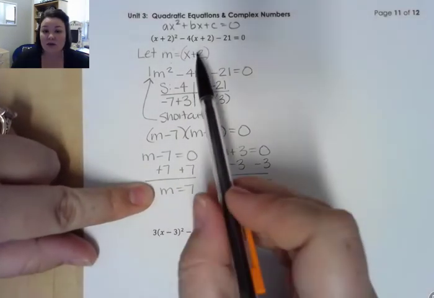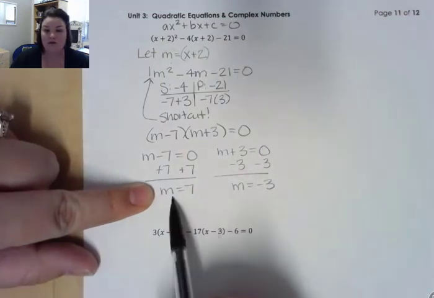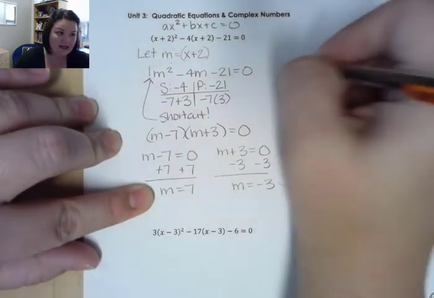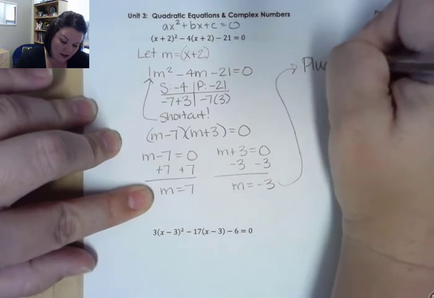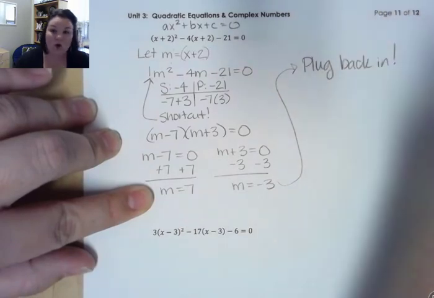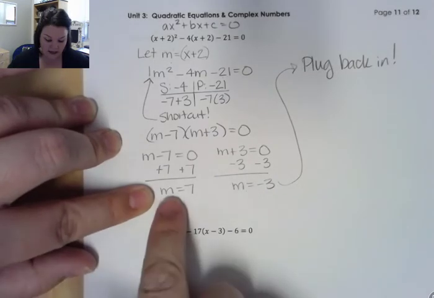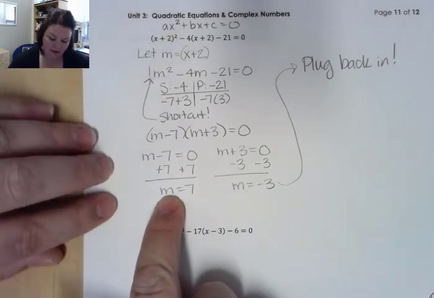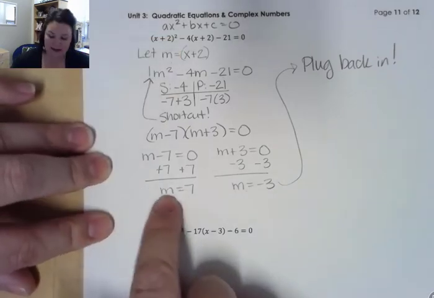Notice our original problem had x's. So once I have solved for m, which is the letter I substituted in, I need to plug it back in. Don't forget to plug it back in, okay? So what we used for m was x plus 2. So I'm just going to put x plus 2 now where I have an m.